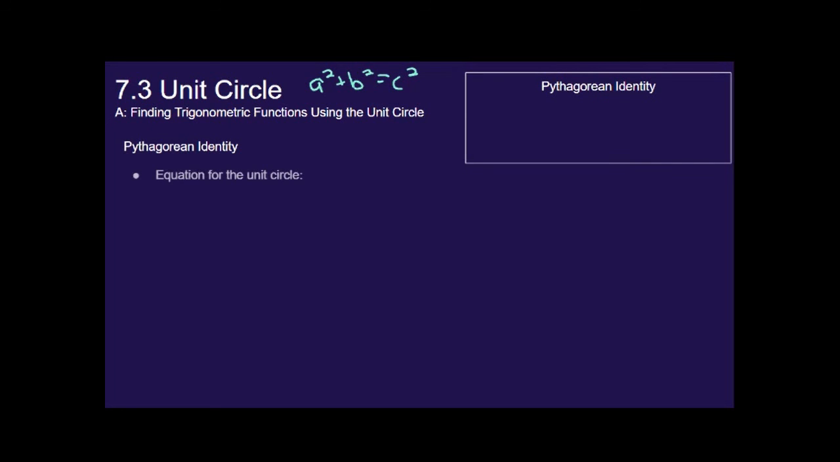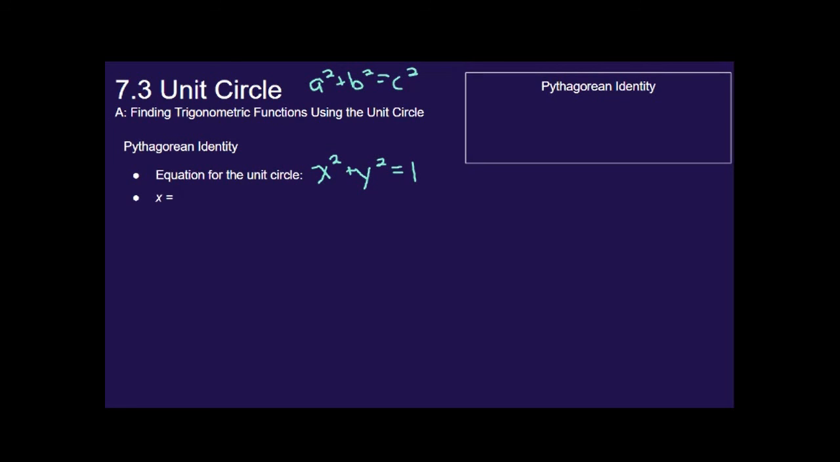So for the Pythagorean identity, what we need to do first is go back and review what the equation for a circle is, and specifically the unit circle. The equation for the unit circle is x squared plus y squared is equal to 1. Anytime you have a circle, your x and y variables are going to be squared, and on the other side of the equal sign is the radius squared. But 1 squared is just 1, so we don't need to have that square there. And so that is the equation for the unit circle.